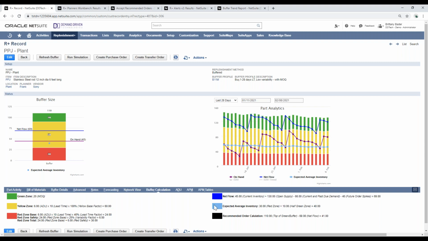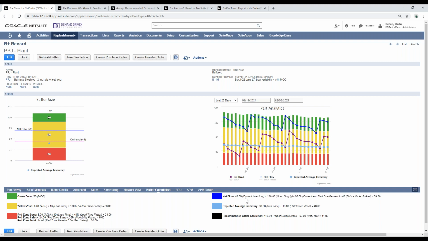And then my red zone is sized to protect against item variation, taking into account my average daily usage, my lead time, but also a variability factor. So my red zone for today is 30 units. That net flow line, I see it's in the yellow zone. I want to see what's going into that. And I can see that spelled out here.